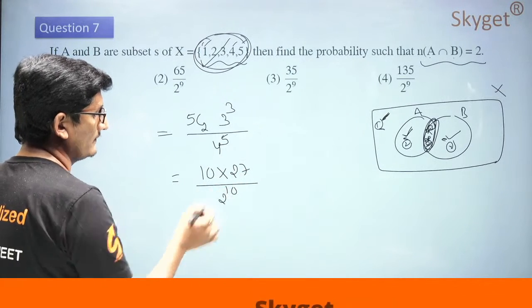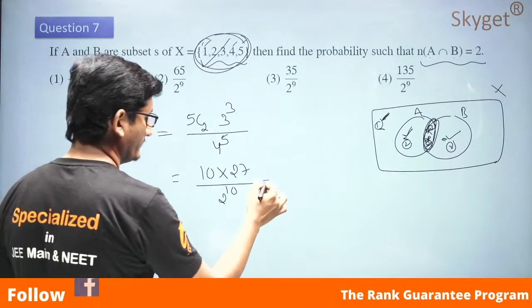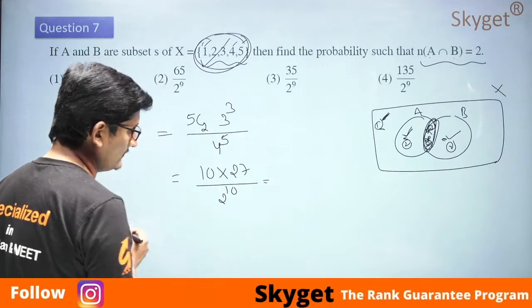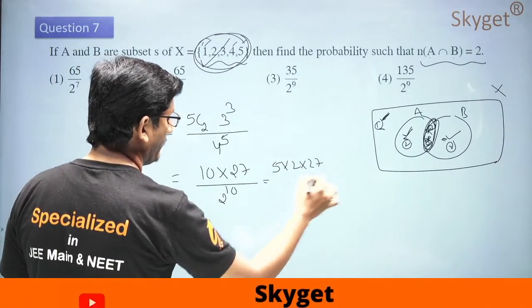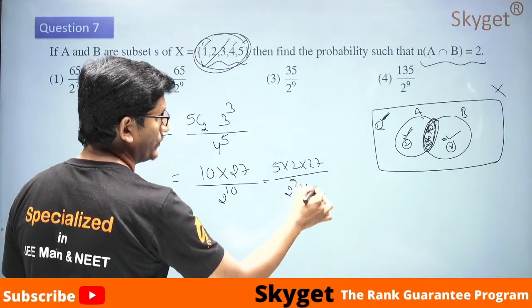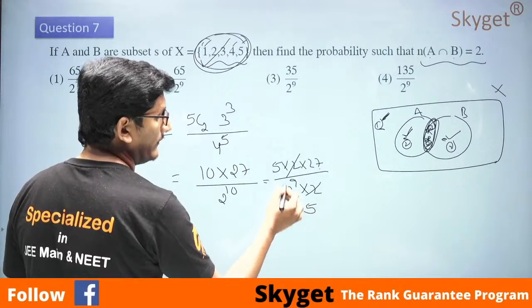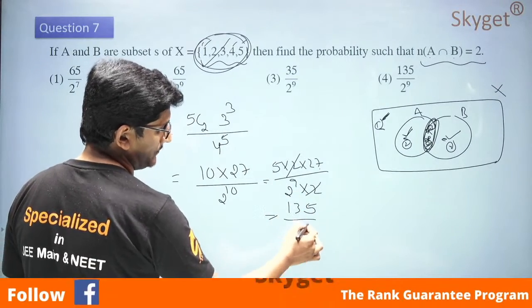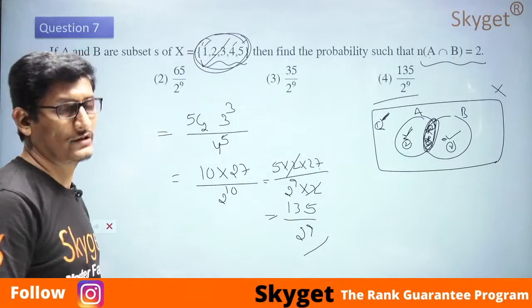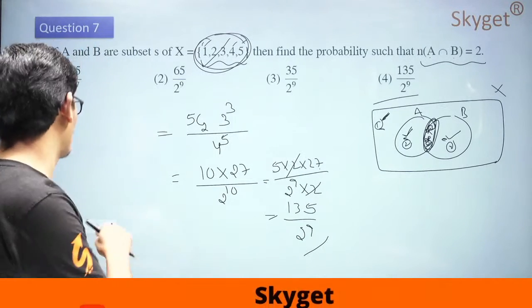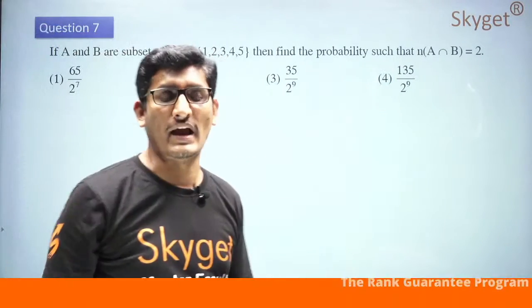That is 10 times 27 divided by 2 to the power of 10. 4 is 2 squared, so 2 squared whole power 5. Next, we write 5 into 2 into 27 by 2 power 9 into 2. So the 2s get cancelled: 5 times 27, 5 sevens are 35, 5 twos are 10, so 135 by 2 to the power of 9. So 135 by 2 power 9 is the correct answer. These are the mind-based questions here.